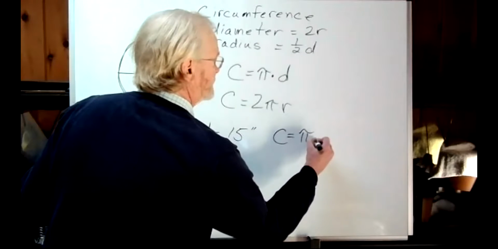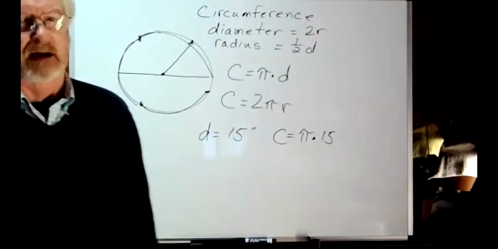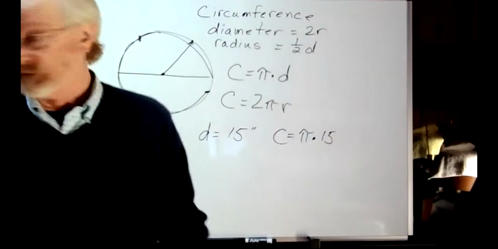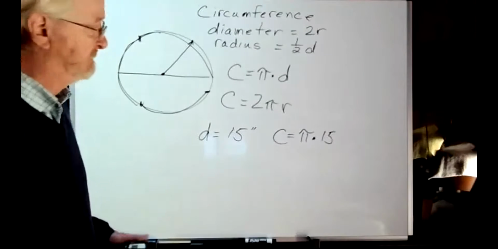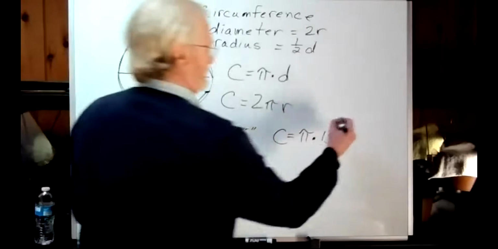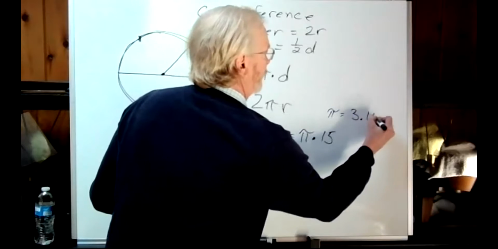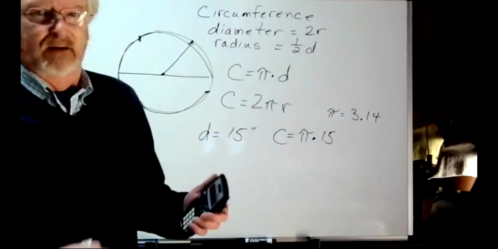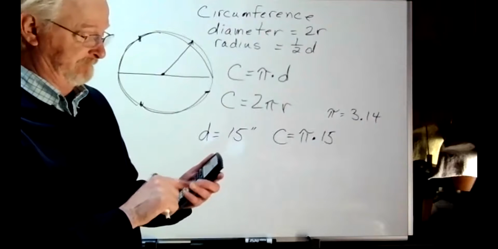Pi times 15. Now that's going to be a messy decimal. I looked at the problem, and they were pretty good about telling you to round to the tenths place, one decimal. So when you pull out your calculator, you've got to use that, I assume. For the problems at this level, in terms of accuracy, if you're using the approximation 3.14, you're going to get close enough. But your calculators all have a pi button. You could use that button.